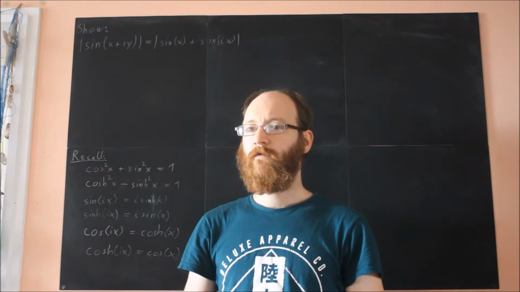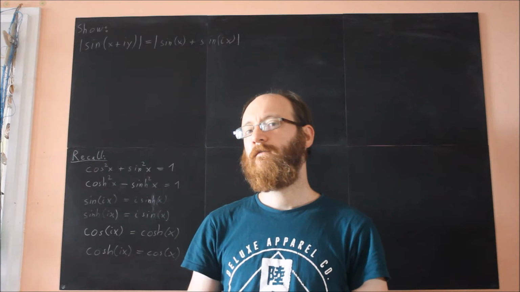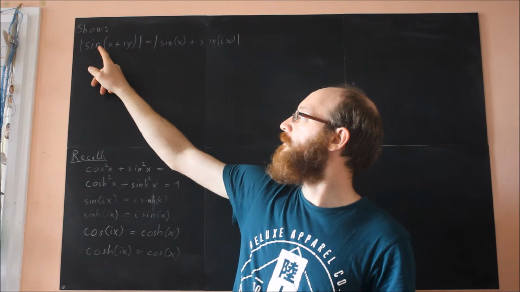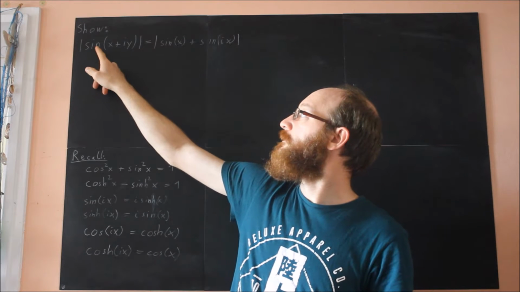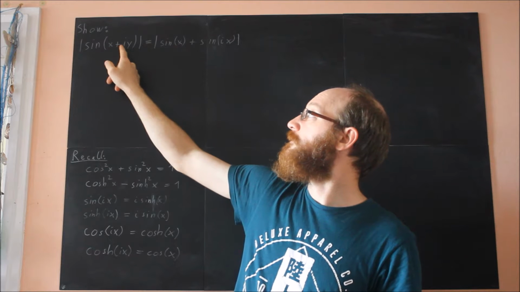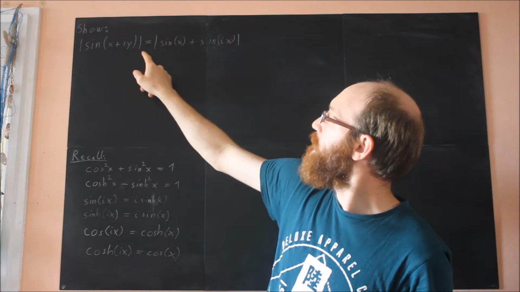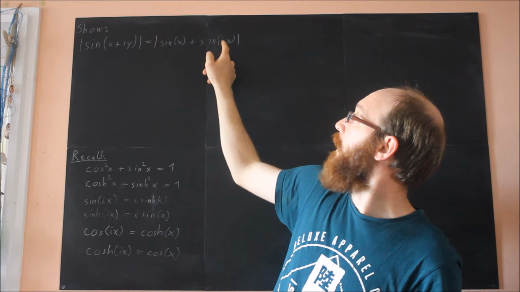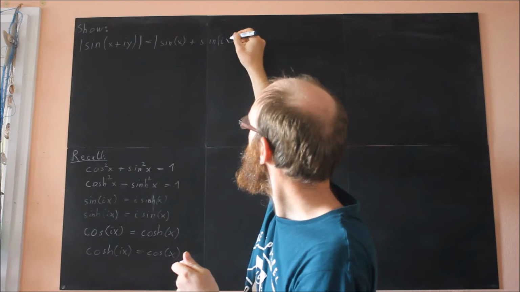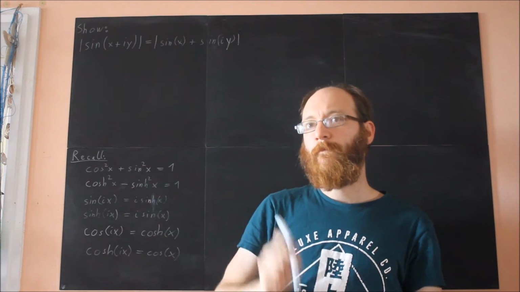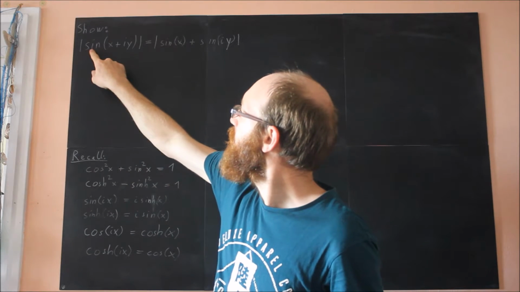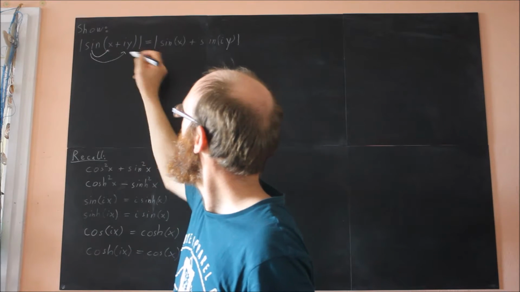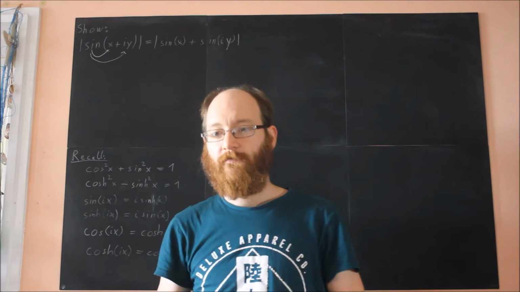Today we want to discuss a nice identity involving a complex sine function: the absolute value of sine of x plus iy is the same as the absolute value of sine x plus sine of iy. And this is pretty cool because it seems like we can distribute the sine. So it seems like distributing the sine. And this is a nice identity.